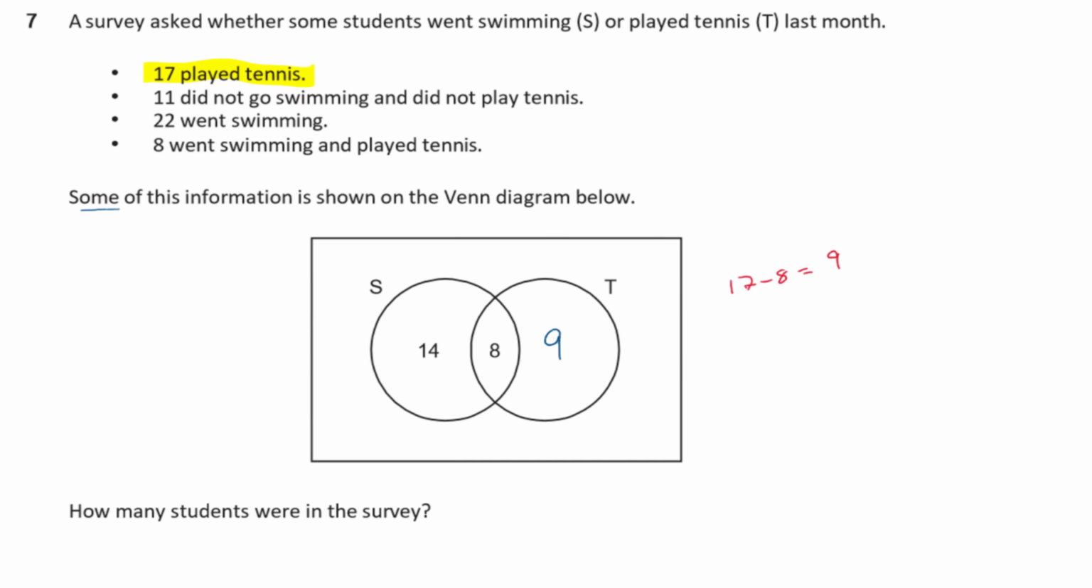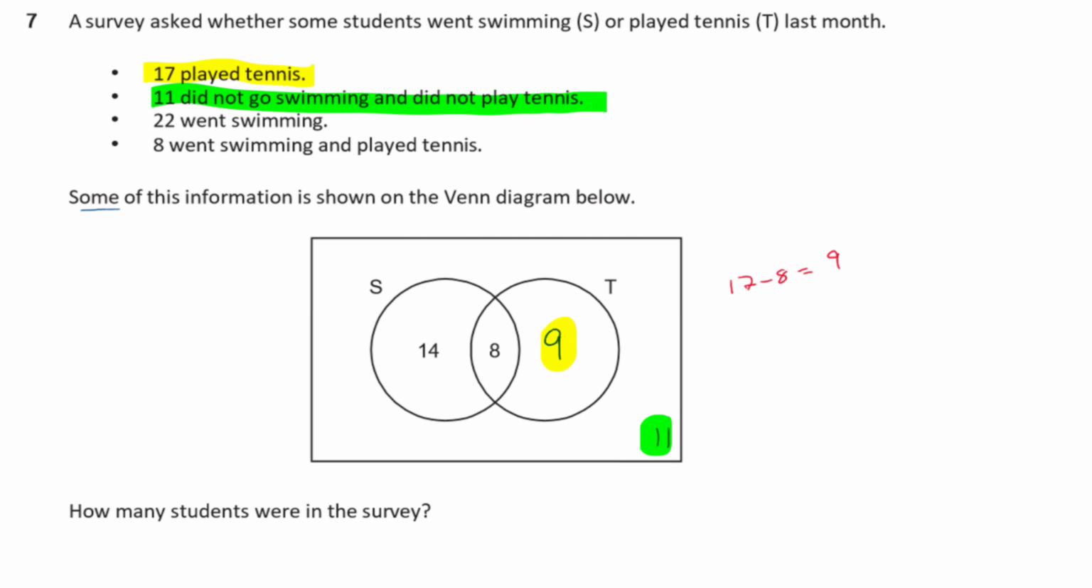And then 11 did not go swimming and did not play tennis. So those who did neither go on the outside of the circle. So I'm going to write that this 11 here, I'm going to write outside here. Okay, so that bit gave me the 9 and that bit gave me the 11.